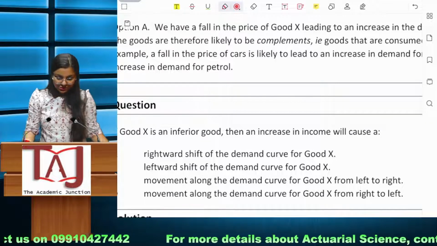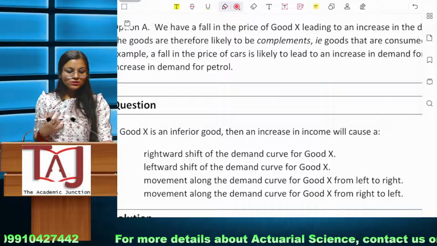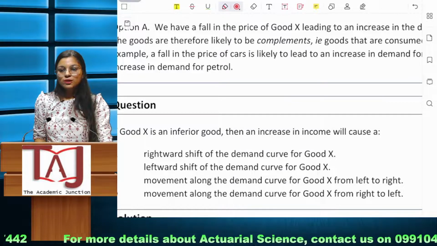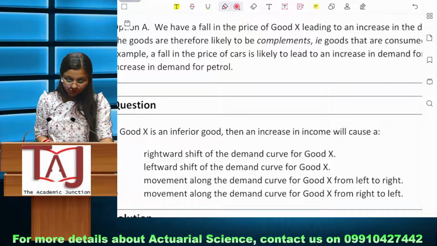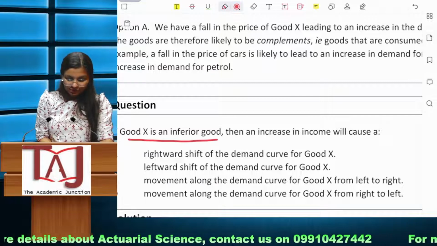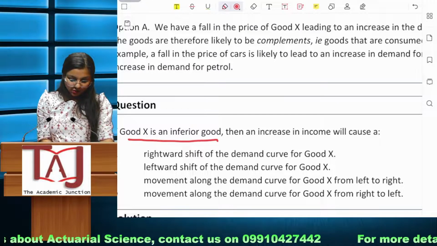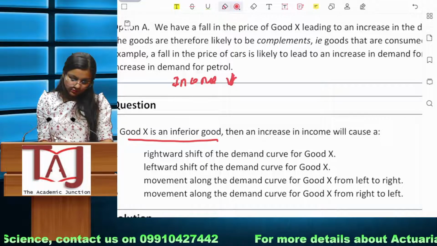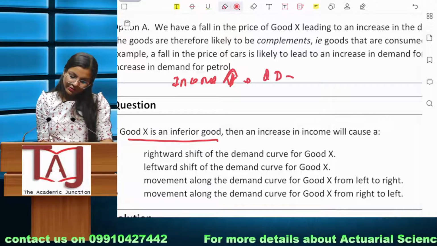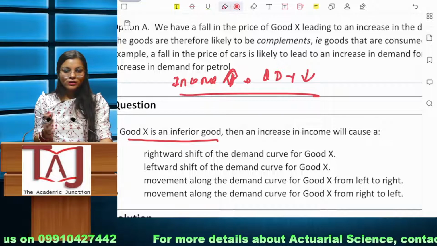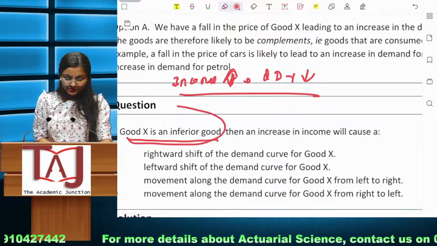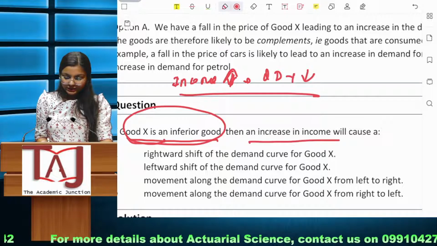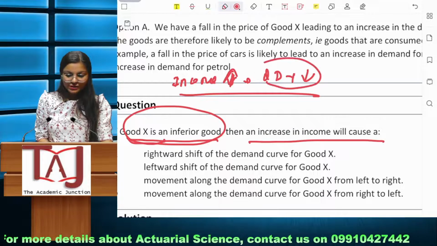So the question is, this should instantly strike your mind. You should not take much time for this particular type of question. Question is, good X is an inferior good. What's an inferior good? Quantity demanded falls. Ye ho gaye inferior good ki definition. Now they are saying good X is an inferior good. Increase in income will cause quantity demanded to fall.